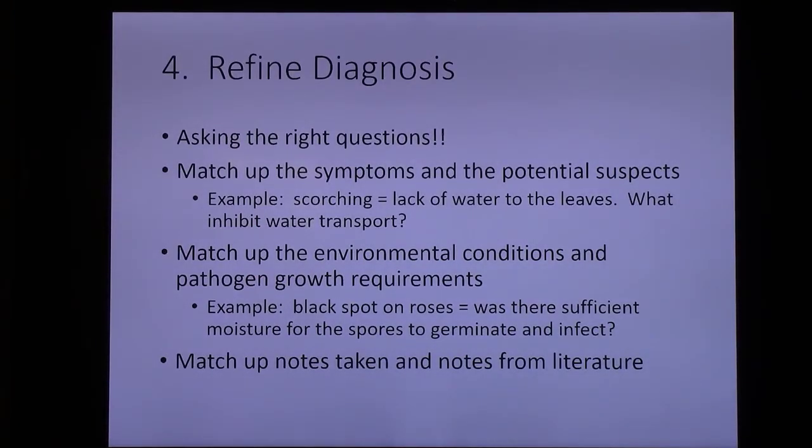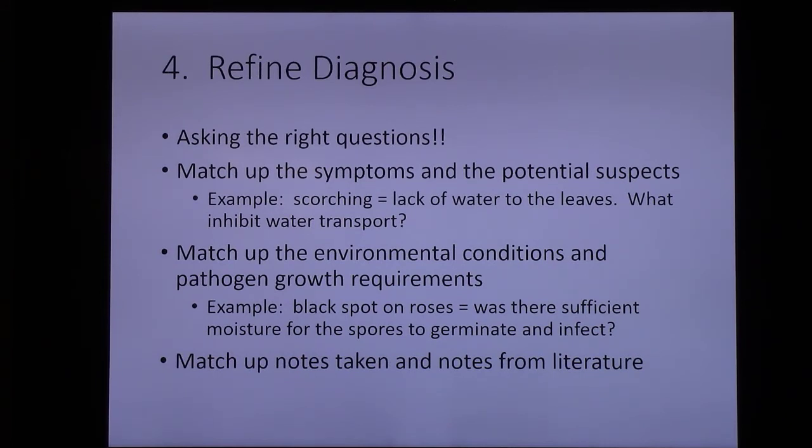So we've developed our suspect list. We're going to refine our diagnosis, or narrow down our suspect list, by asking the right questions and matching those symptoms to the potential suspects. So scorching, maybe it's a lack of water to the leaves. Well, what prevents transport of water up into the plant, into the leaves? So using some of that knowledge that you've gained. And then also, in addition to thinking about those living or biotic pathogens, what about those environmental conditions?